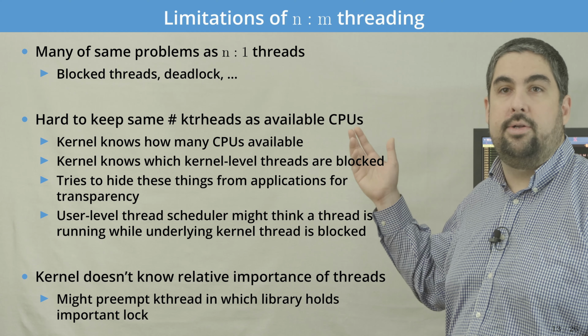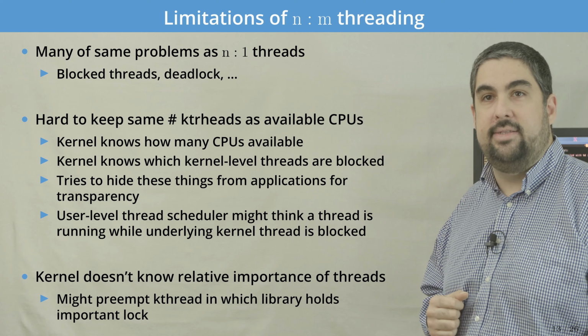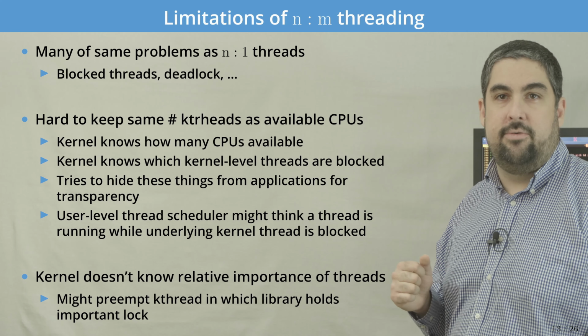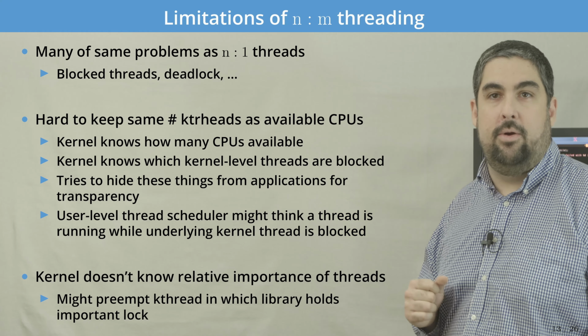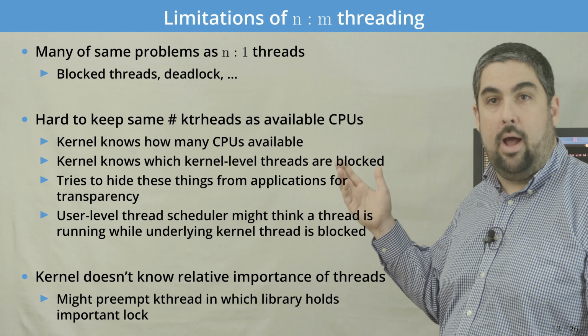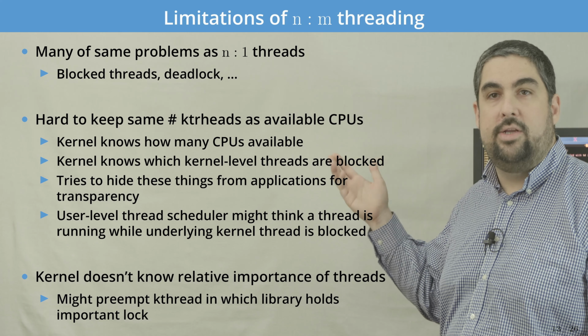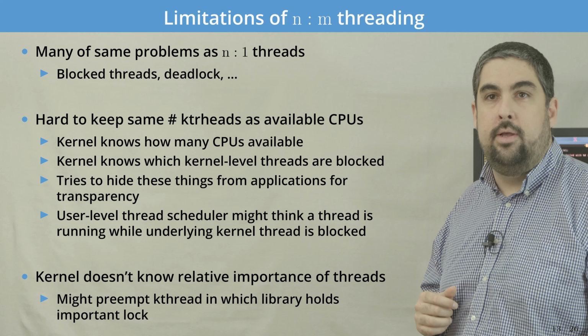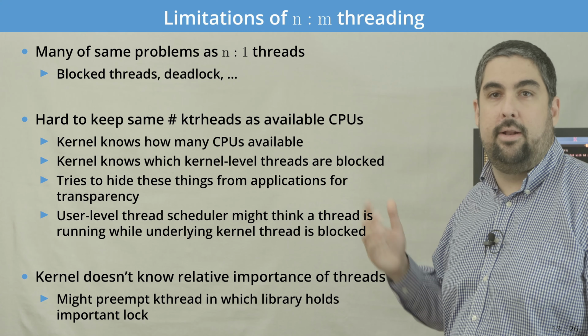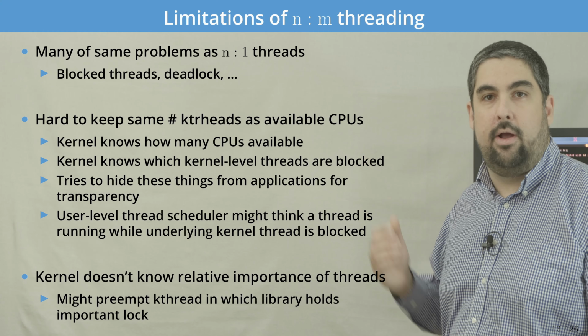It's also hard to keep the same number of kernel threads as available CPUs. The kernel knows how many CPUs are available, so your library will have to be aware of that. And the kernel also knows when things are blocked, and we may not know which threads are blocked. So we'll have to try to build some model of what the kernel's doing and replicate a lot of that state, which can get very complicated.